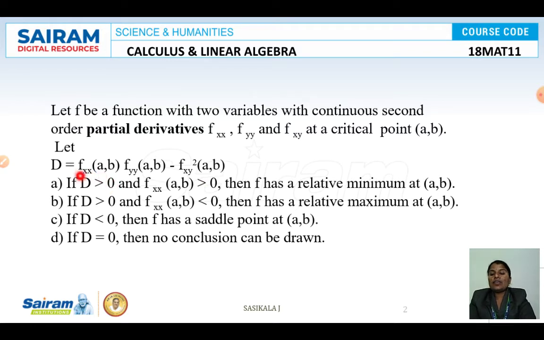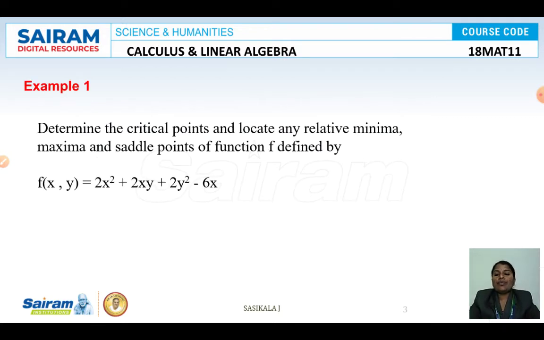If D is greater than 0 and fxx(a,b) is greater than 0, then f has a minimum at (a, b). Suppose D is greater than 0 and fxx is less than 0, then f has a relative maximum at (a, b). Other than these two conditions, when D is less than 0, then f has a saddle point, and when D equals 0, no conclusion can be drawn so far. So remember, D greater than 0 and fxx greater than 0 is a minimum. D greater than 0 and fxx less than 0 is a maximum. Okay, so we'll go for the example.